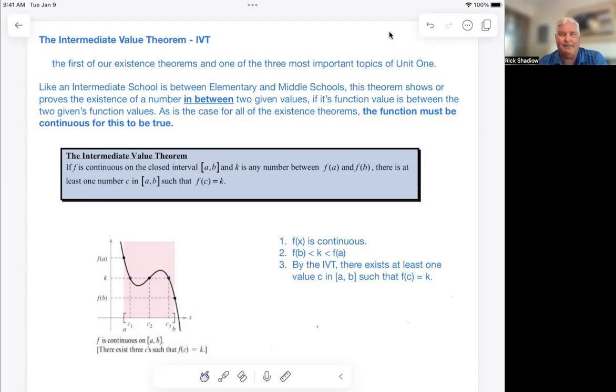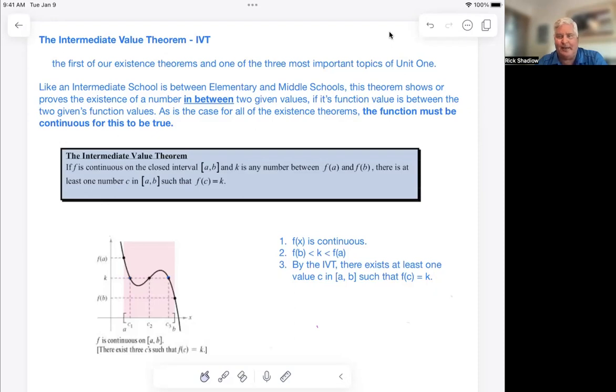So typically on the AP test, you'd be asked to show or prove or find the number that is that value C that's between, again, A and B, such that its function value is between f of A and f of B. So the given information, again, the hypothesis of this conditional, the function is continuous, and K is some number between f of A and f of B.